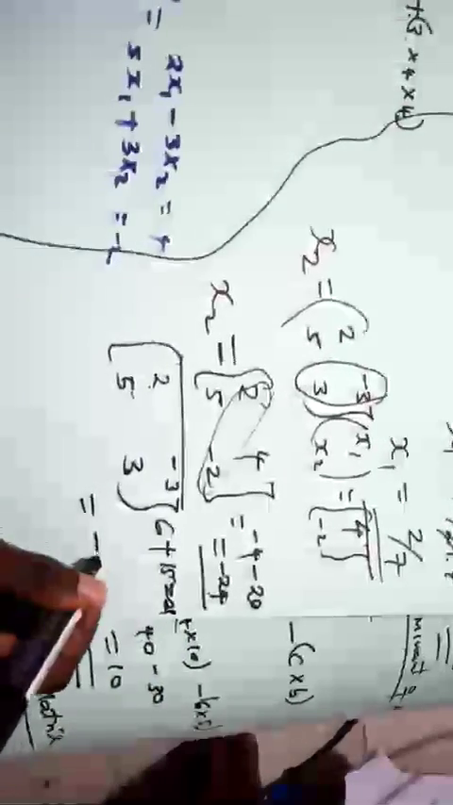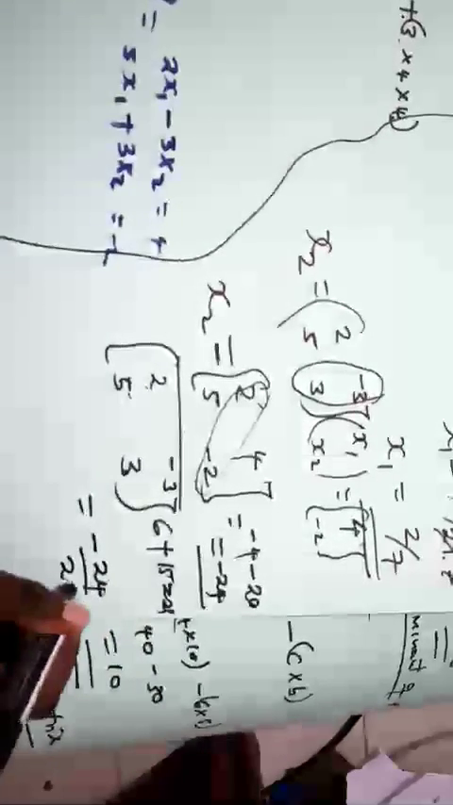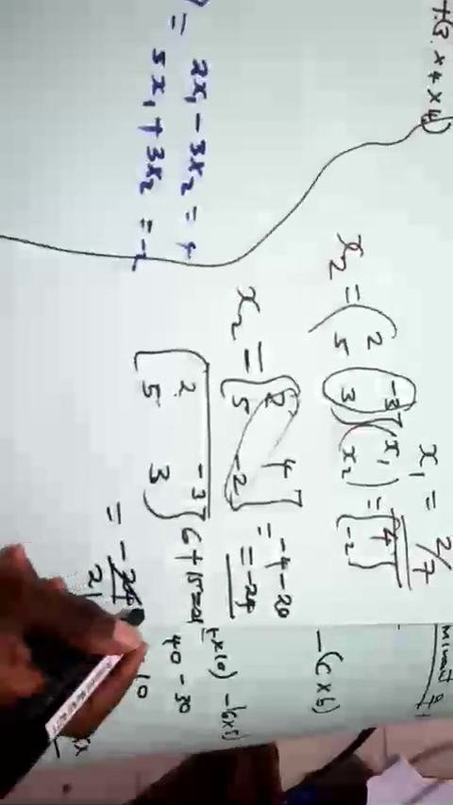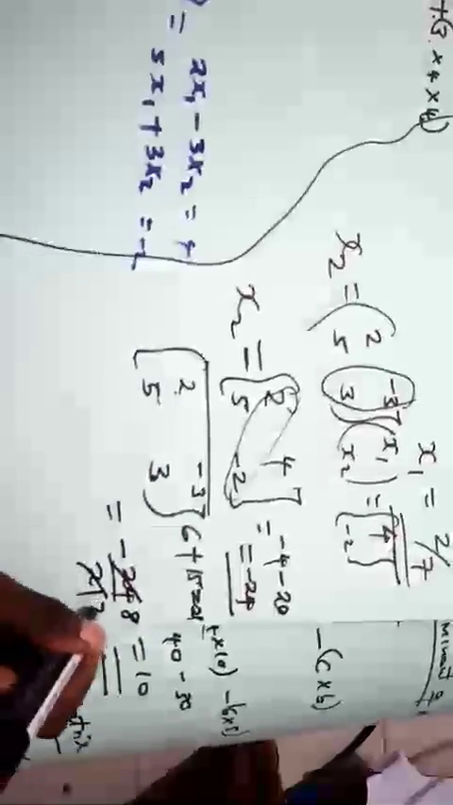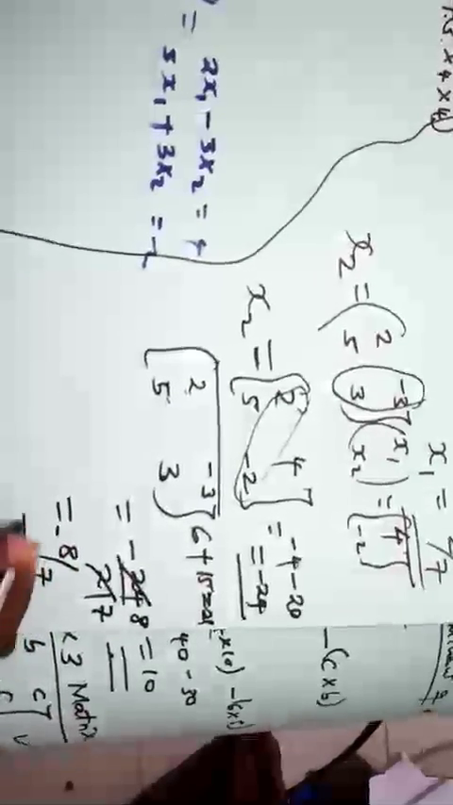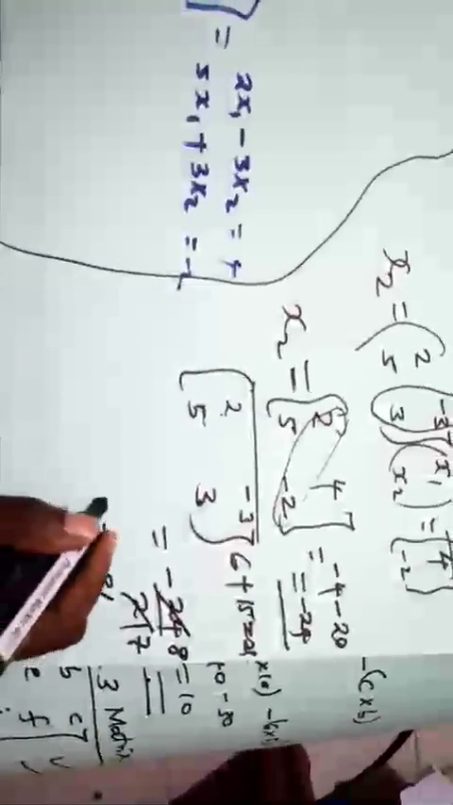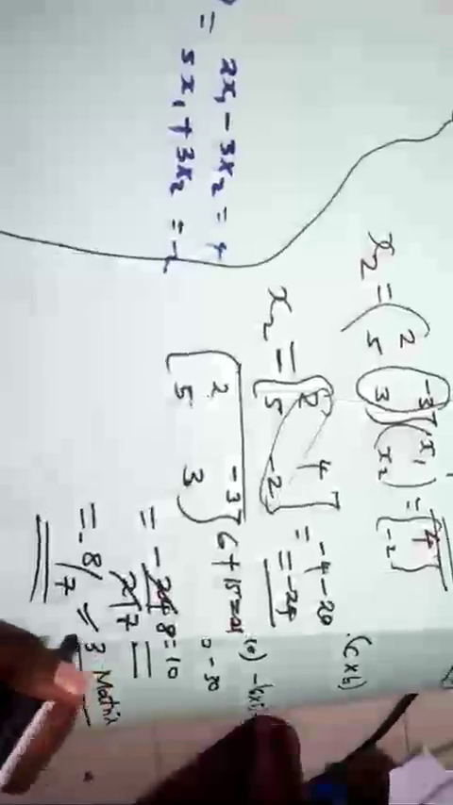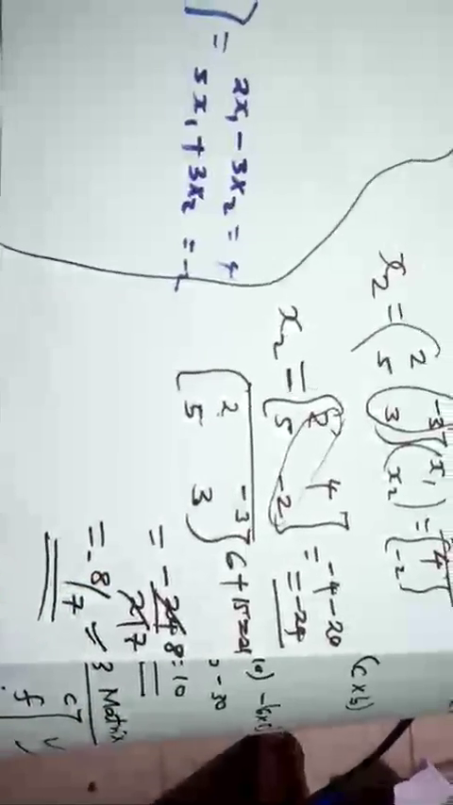So we have -24/21. And in this case, you can divide by 3, it gives us an 8, it gives us a 7. It's going to be 8/7, but it has the negative sign. So x1 is 2/7, and x2 is -8/7. So that is using the Cramer's rule.